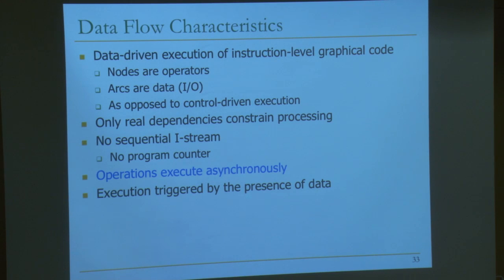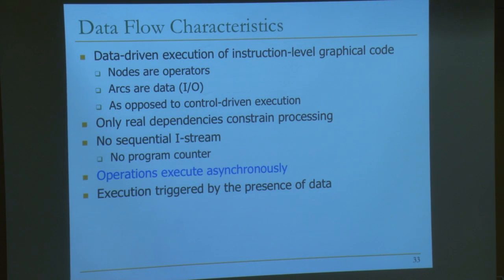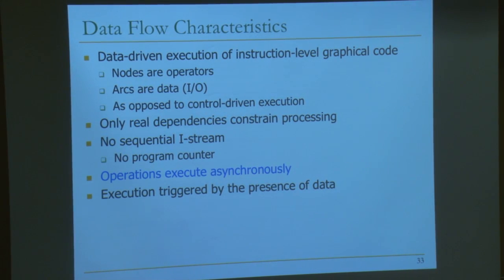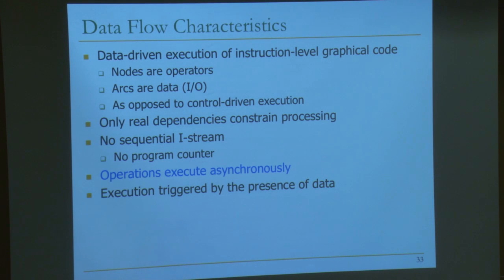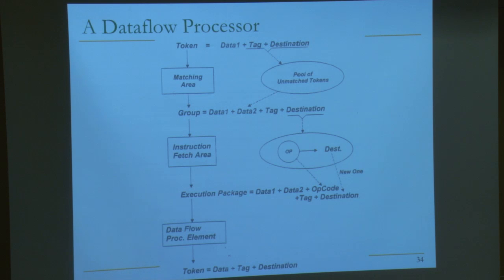It's basically data-driven execution, right? You can think of this as instruction-level graphical code. It's data flow graphs. Nodes are operators, arcs are data, and this is as opposed to control-driven execution. The key thing is only real dependencies constrain processing, and there's no program counter. Operations execute asynchronously. You can build a data flow graph for your entire program this way. And execution is triggered by the presence of data. And you knew all of that.